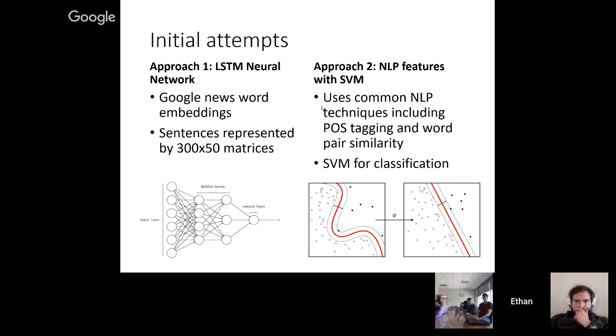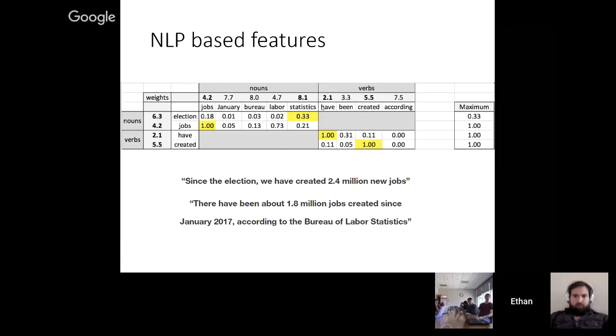But yeah, good question. Then the second approach was a more traditional natural language processing approach. So we used part-of-speech tagging and word pair similarity, and we used a support vector machine for classification. And going a little bit more in depth with that one.